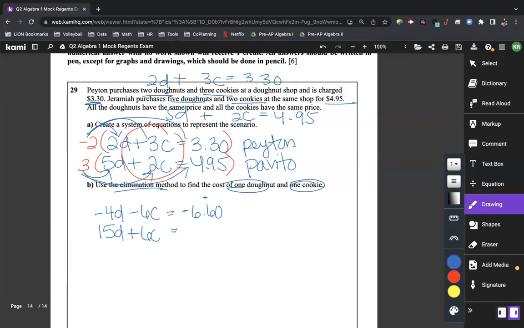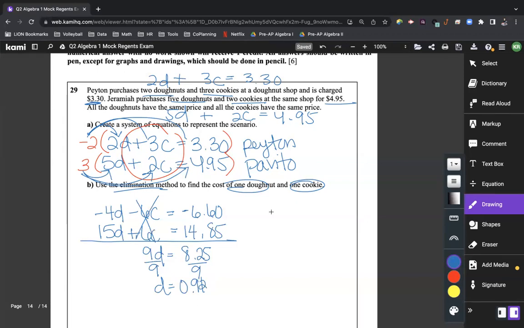3 times 495, 495 times, excuse me, guys, 3 equals 1485. These cancel now, they're eliminated, and I proceed. 15 minus 4, that's 9D equals 1485 minus 660, that is equal to 825. Divide by 9. D is equal to 0.91666667. So I'm going to call this 0.92.